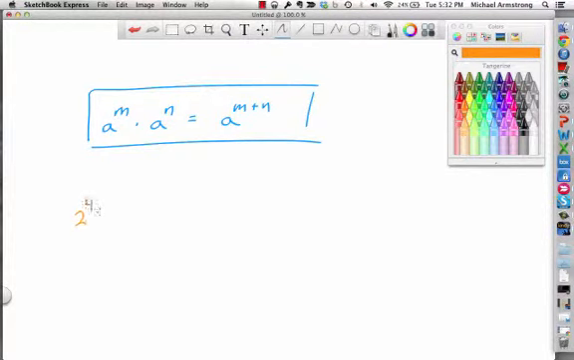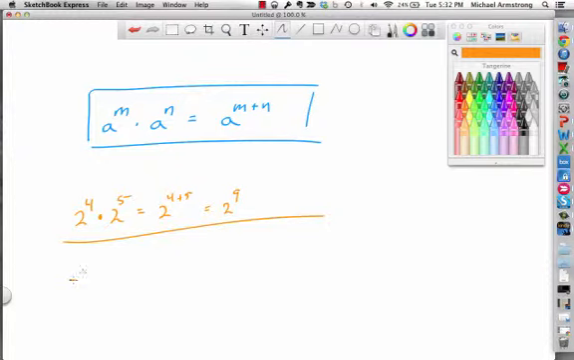2 to the fourth times 2 to the fifth is equal to 2 to the 4 plus 5, which is equal to 2 to the ninth. That's all there is to it. Cool. Let's look at another one.